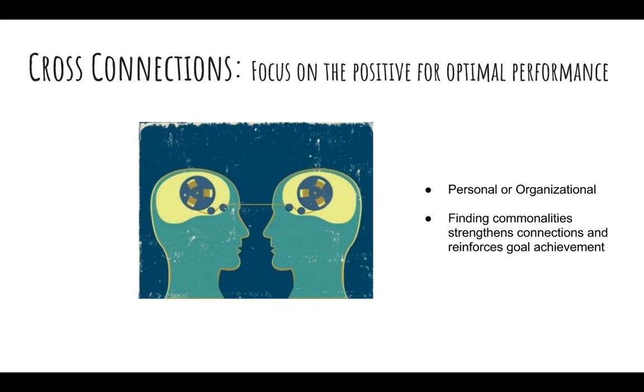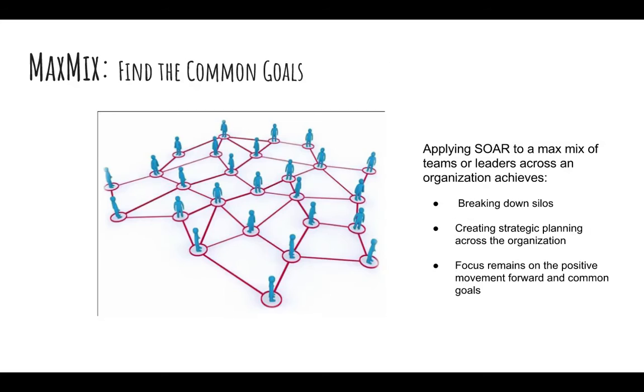The purpose of going from the 7 habits to peer leadership circles to SOAR is to understand where there are cross connections. Again, this can be done on a personal level or an organizational level. The entire point is to find commonalities, strengthen those connections, and reinforce goal achievement.